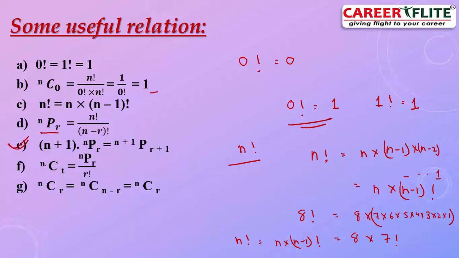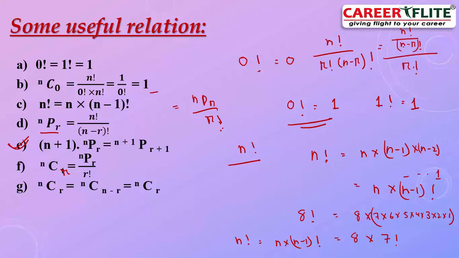Similarly, for nCr, it will be r, not p. If it is nCr, we can also write this as nPr divided by r factorial. How? Let us see. What is nCr? nCr means n factorial divided by r factorial into (n minus r) factorial. So what is given? nPr divided by r factorial. What is nPr? n factorial divided by (n minus r) factorial, divided by r factorial. So this denominator will come down, and left hand side equals right hand side.